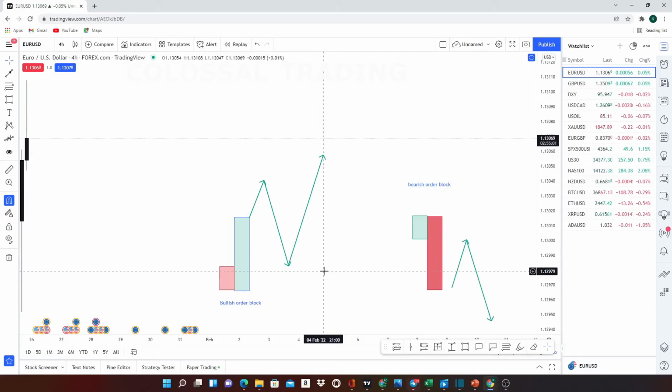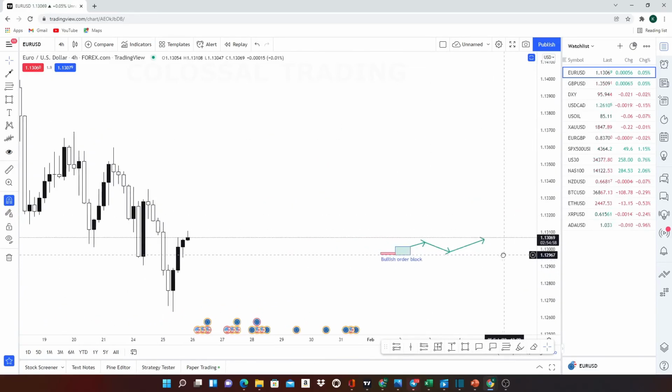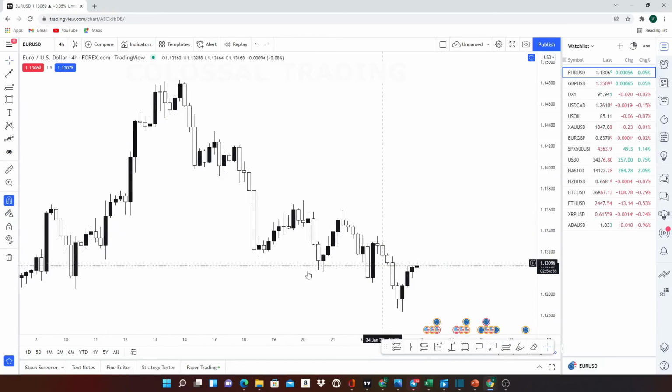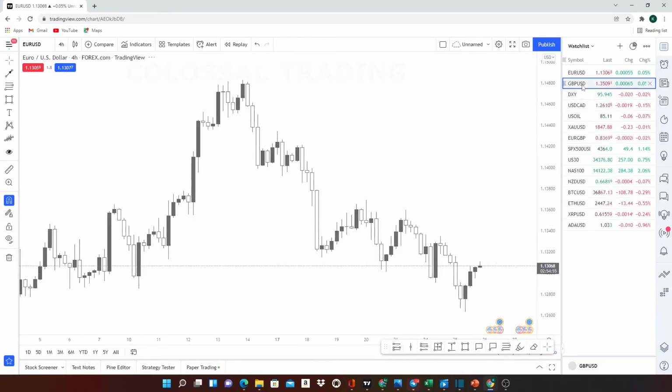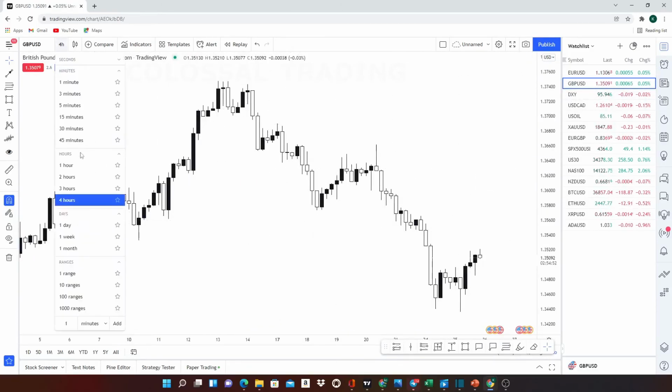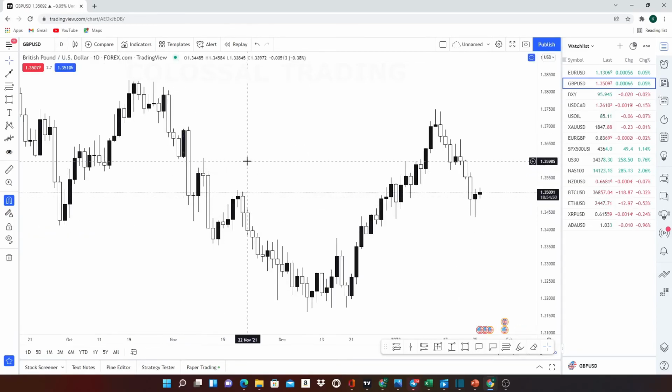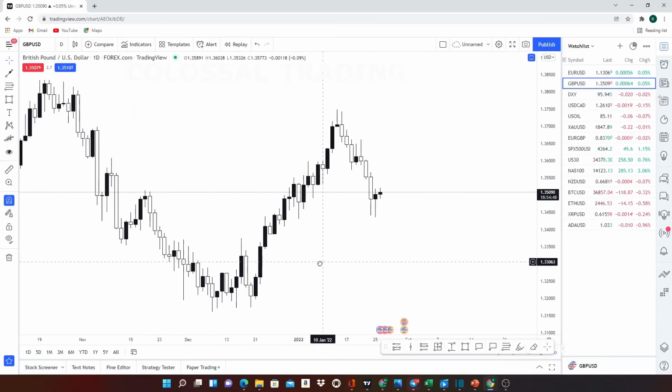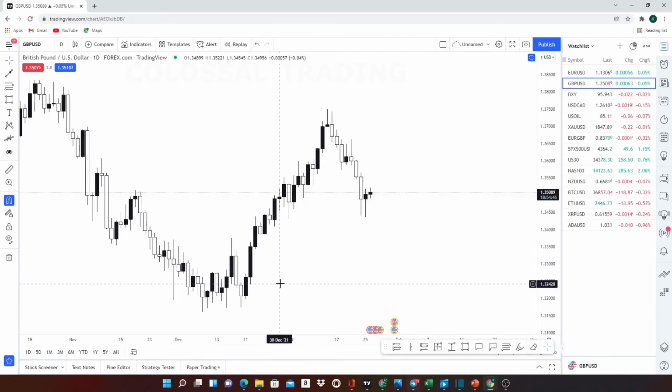Now let's go on the charts to see how we can use this. All right, I'll give you some examples. Okay, let's go to the pound, for example. All right, let's just go to the daily chart. Now, pound, for example, an area right here, right?